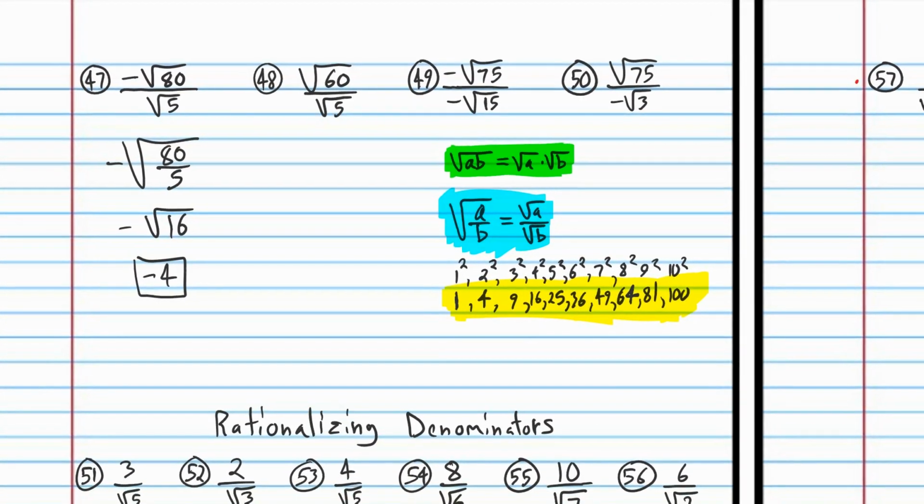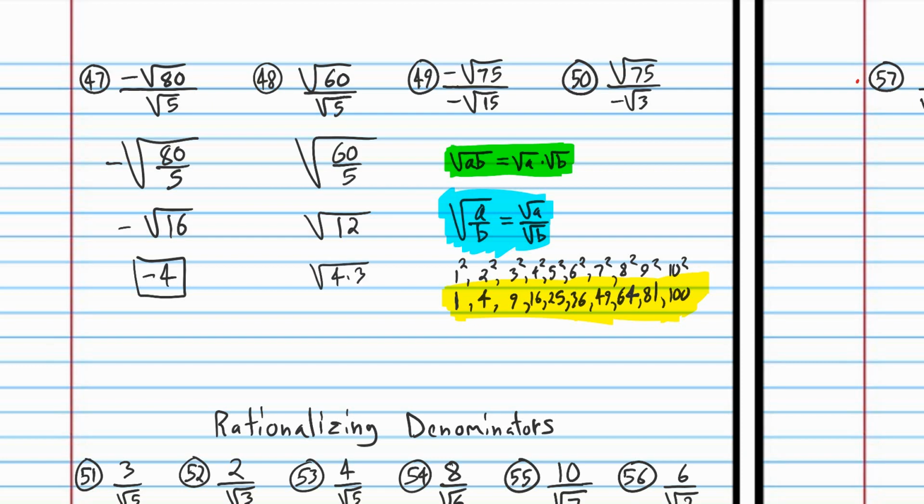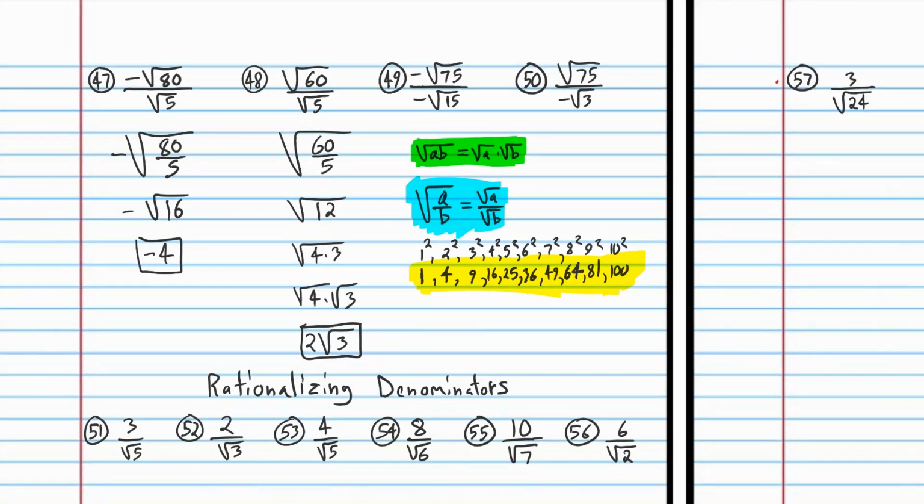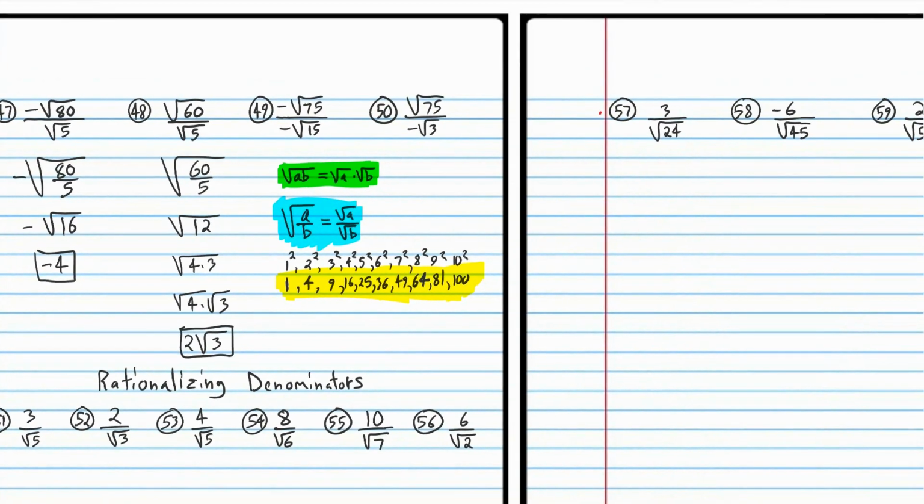All right, try number 48, and when you come back, we'll do it together. All right, we're back. We combined to one square root, and 60 over 5 would be 12. And 12 has a perfect square, so we have to factor the 4 times 3. Using the green equation, we end up with 2 root 3. So we got 2 root 3. Good job. All right, try number 49, and when you come back, we'll do it together.